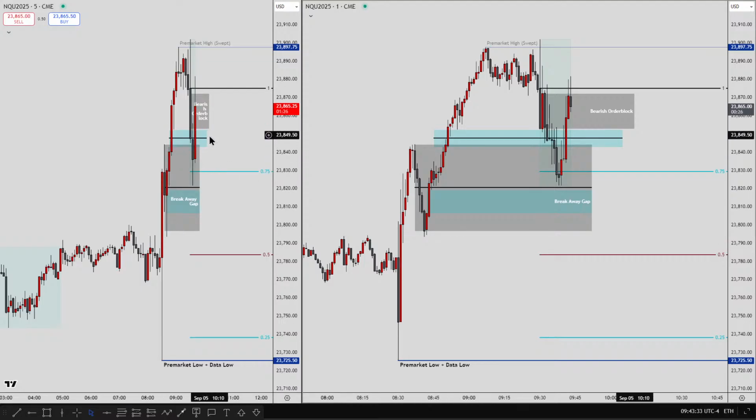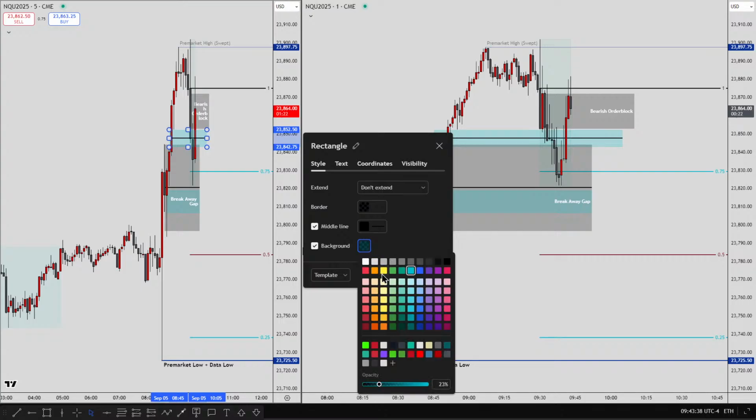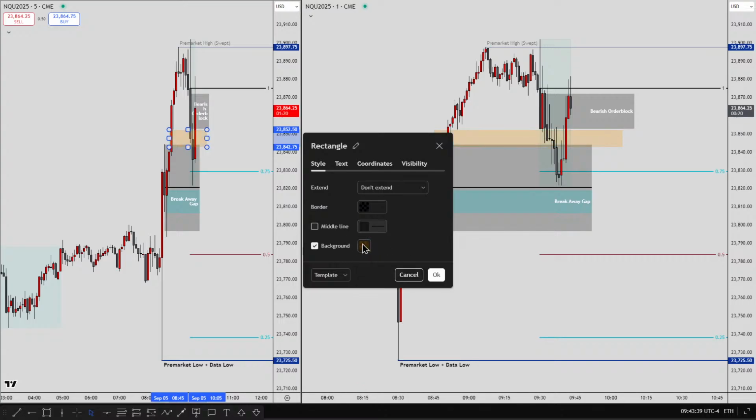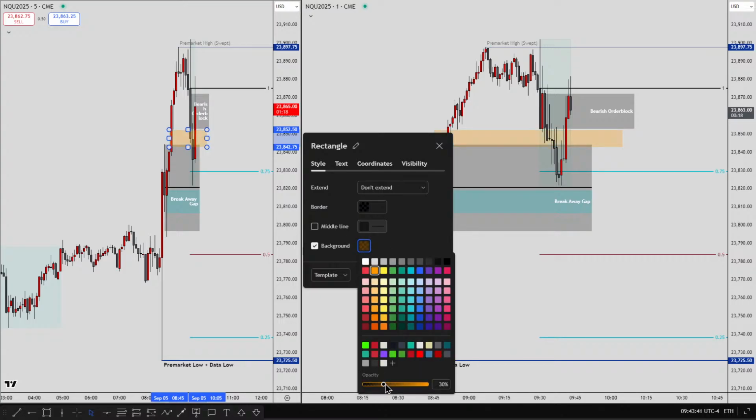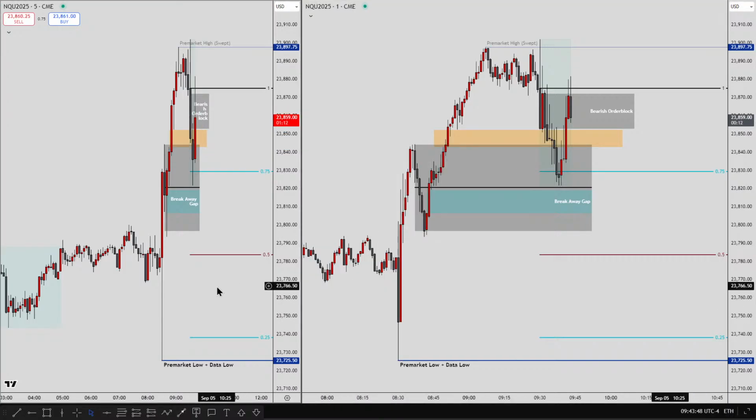Yeah, inversion fair value gap. I like to make my inversion fair value gaps orange. Don't know why. So it's looking pretty good as long as we close above, but it's gone back into that busy. It's only a small busy, but that should still be okay.